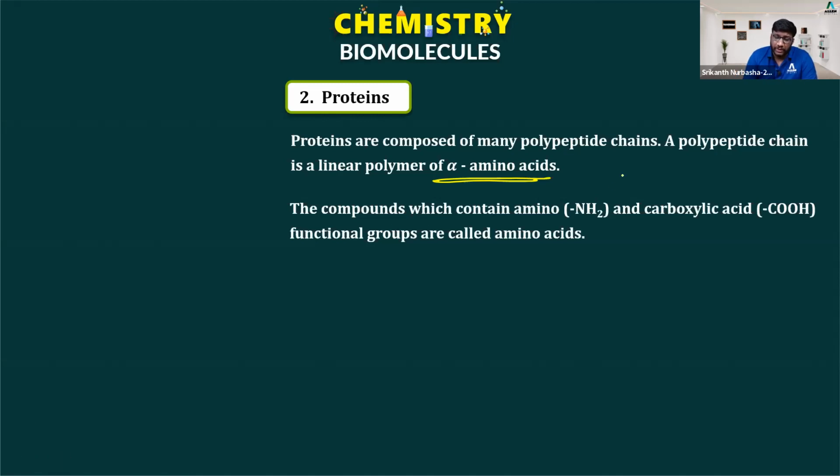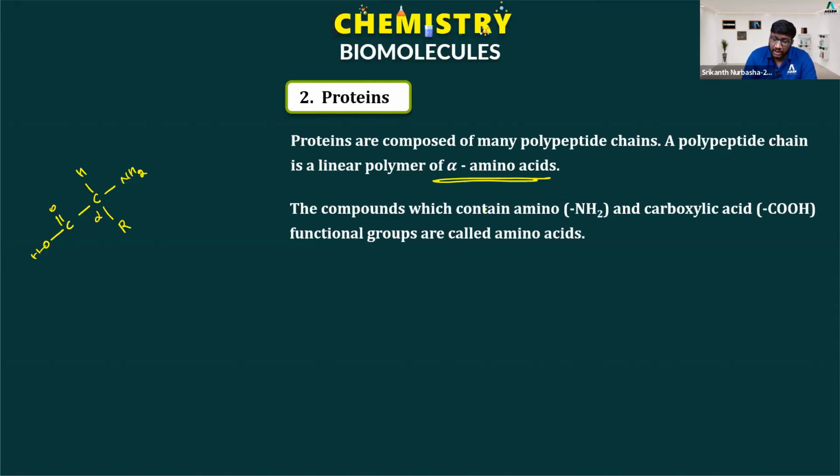The compounds which contain amino group and carboxylic acid functional groups are said to be amino acids. The general structure of amino acid will be like this: the carbon has NH2 and a COOH group connected, C double bond OH. And to this carbon, one alkyl group might be connected, this R group, and also one hydrogen. With respect to COOH, on the alpha carbon we have NH2. These are said to be alpha amino acids.